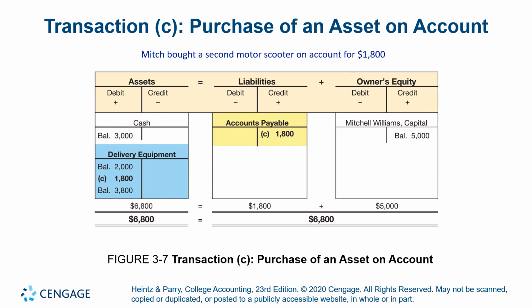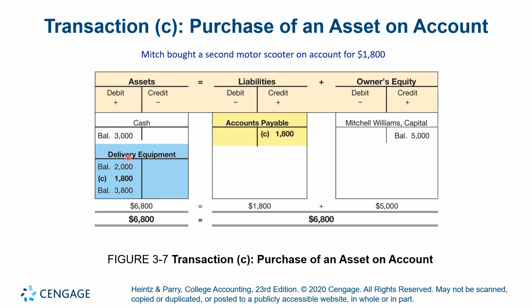In transaction C, Mitch buys a second motor scooter on account for $1,800. So nothing happens to my cash, right? Because we're going to pay it in the future. So this becomes an accounts payable T account underneath my liabilities because the business is now liable for paying that bill. So it's going to increase on the right side. Remember I said we increase liabilities and owner's equity on the right because they're on the right side of the equation. So we put it right there under credit.